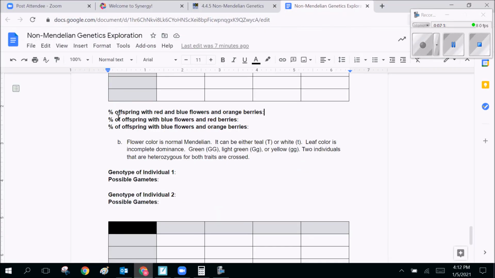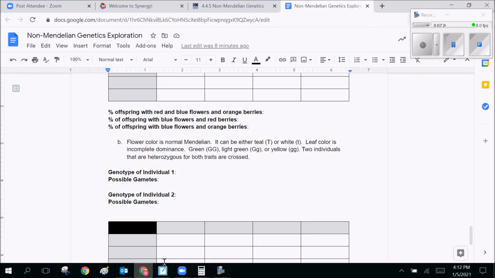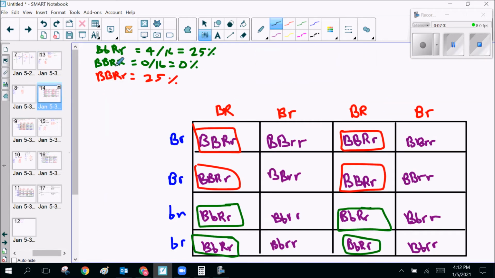Now it's going to ask us what percent of the offspring have blue flowers and red berries. The only way to get blue flowers is to have capital B, and the only way to get red berries, which I think is what it asked for, yep, is to have capital R, capital R. So you have to have big B, big R, is the only way we can do that. And we're looking for individuals with this. Now, if we come through here, nope, there are none. So, 0 out of 16 is easy to figure out the percent, 0% have that.